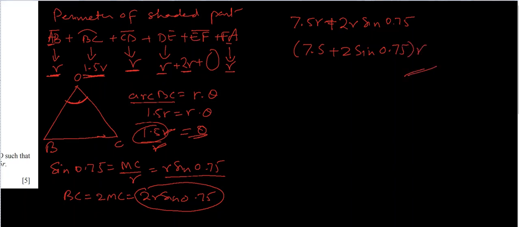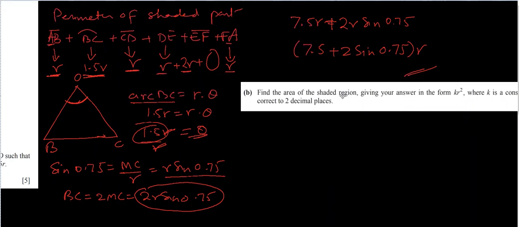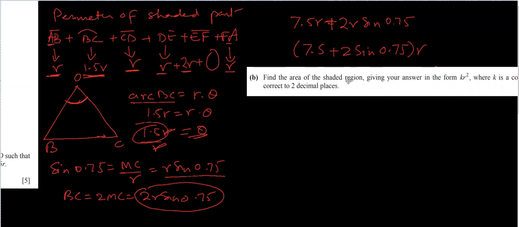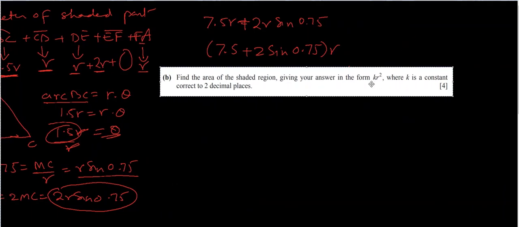Okay, let's move to the B part. And what do they say in B part? They say find the area of the shaded region, same region, okay, and give your answer in the form of k r square, where k is a constant, correct to two decimal places. We have to find that constant. So let's go about it.